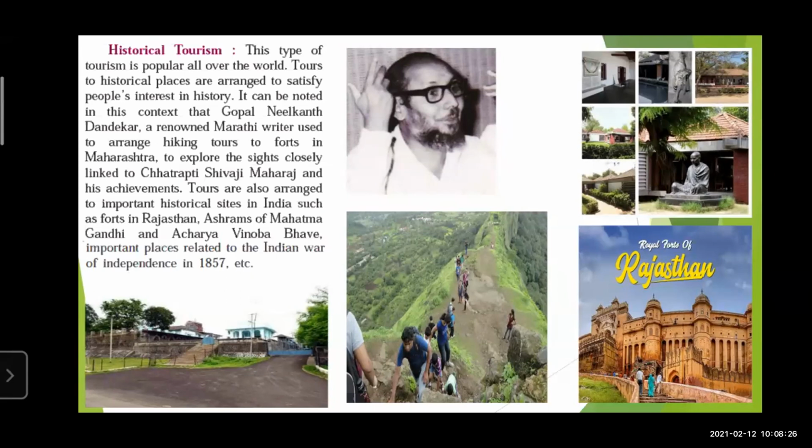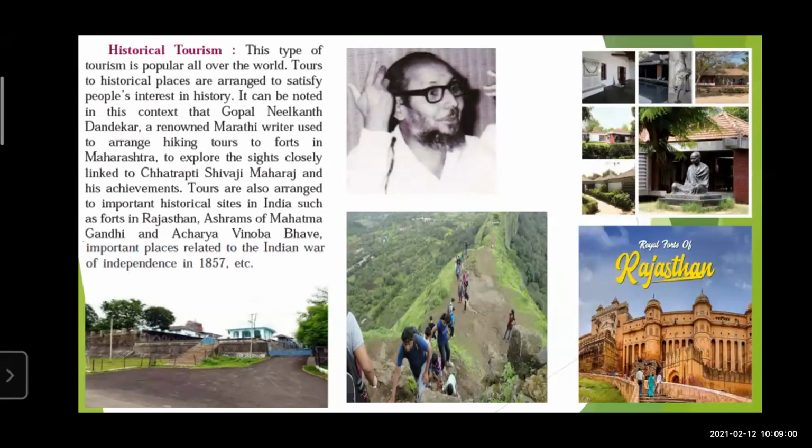Tours are also arranged to important historical sites in India, okay, like the forts in Rajasthan, like Junagadh Fort, Chittagong, okay, Jaigarh. So tours are also arranged to these historical sites for people who want to know the importance of that fort or the history about that fort. Okay, the ashrams of Mahatma Gandhi ji, like Sabarmati Ashram, Gandhi Sevagram Ashram, and Acharya Vinoba Bhave.